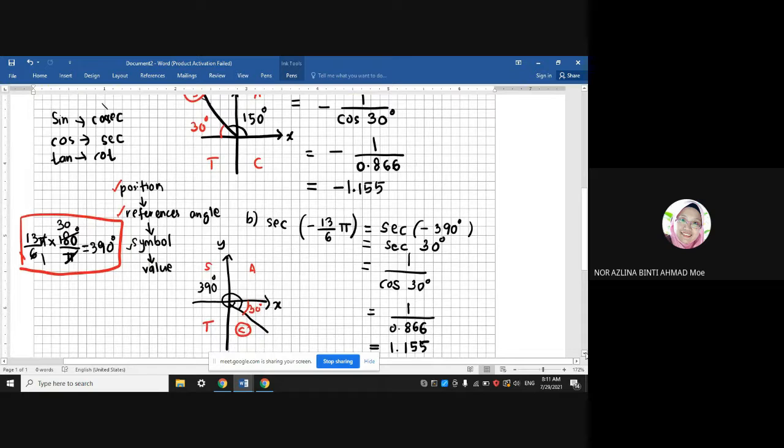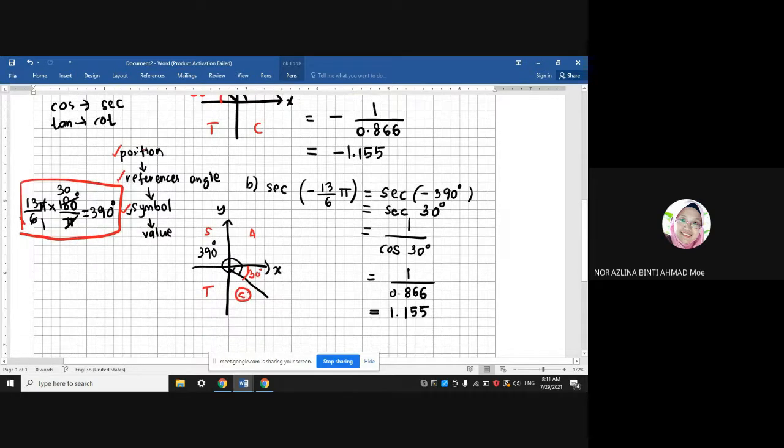Ingat step dia. Position. Okay. Negative 13 over 6 pi, the position, this is 390 and this is negative angle. So clockwise rotation, this is 360. Then we need to add another 30 degrees to get 390. So we know our quadrant, the position is quadrant 4. So determine the reference angle. Reference angle means from X until the line. So this is 30 degrees. Okay, because this is 360. 360. So balance should be 30 degrees. So this is reference angle.